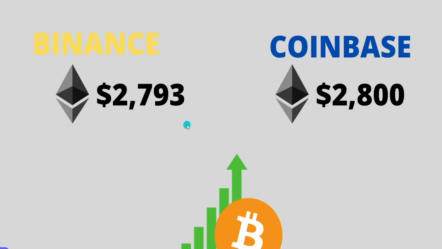In other words, wherever there is a significant difference in price, you can make a profit. And that is exactly how cryptocurrency arbitrage is gonna work. Let's just take a look at this example right here. Let's just say we're able to purchase Ethereum on Binance for a price of $2,793. And we can also sell that same exact asset on Coinbase for a higher price.